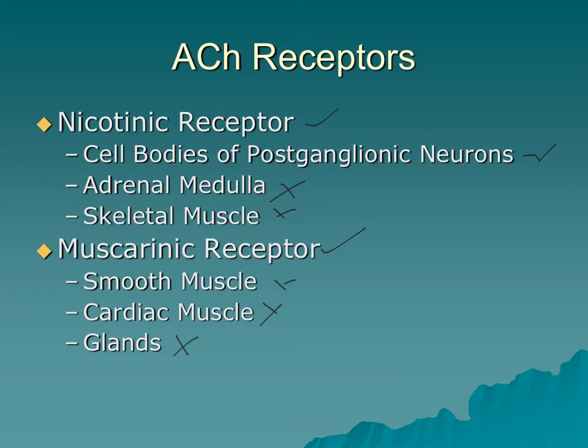Location of these is that we find them on the cell bodies of postganglionic neurons, so a second neuron in series, so after the ganglion. And then we also find this same type of receptor, the nicotinic receptor, in the adrenal medulla, and also within skeletal muscle. Conversely, we see that the muscarinic receptor is found on smooth muscle, cardiac muscle, and glands.